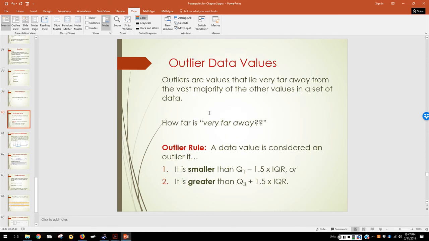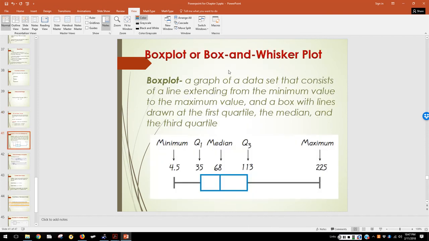Outlier data values lie very far away from the vast majority of the other data values. And basically, finding an outlier is going to mean we're going to look at that middle 50% and try to determine how far an extreme value is from that middle 50%, which is why we're going to be looking at the interquartile range. So here's a set of data that we've made a box plot from.